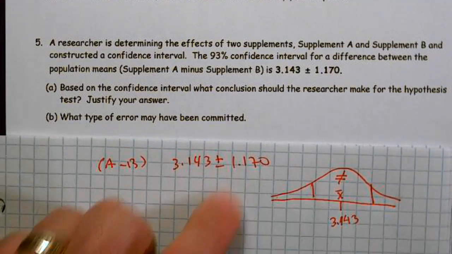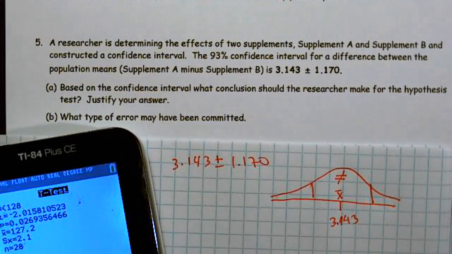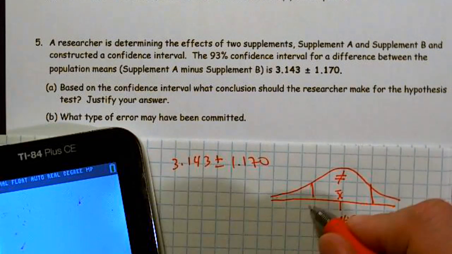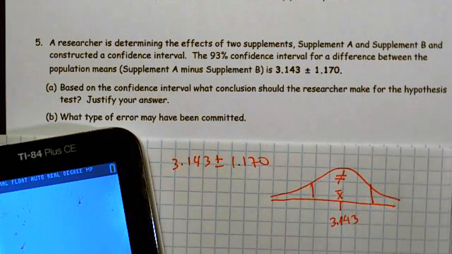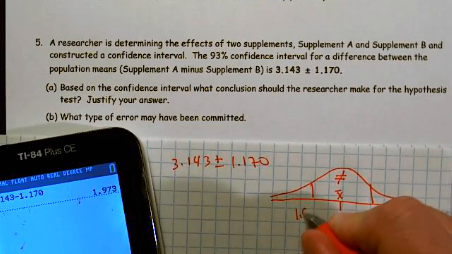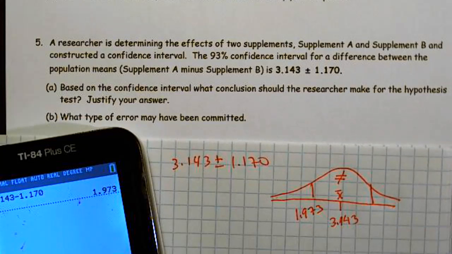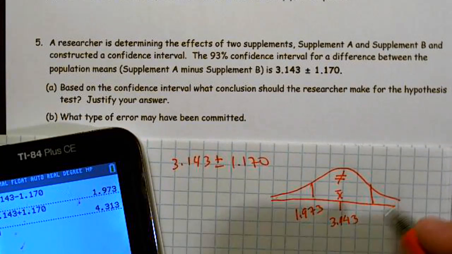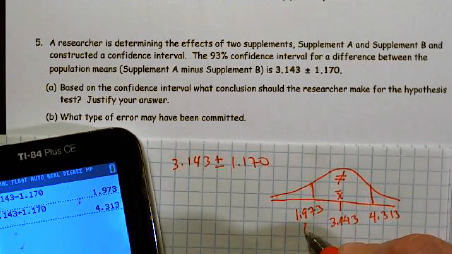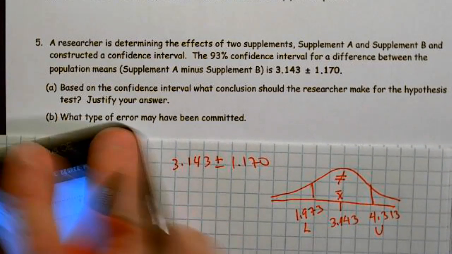And then we're going to go, you know what? Let's take that 3.143 and see if we can't find our lower bound. So 3.143 minus 1.170. And we end up with a lower bound of 1.973. If I take the 3.143 and I add 1.170, I end up getting 4.313. So this is my lower and this is my upper. All right.